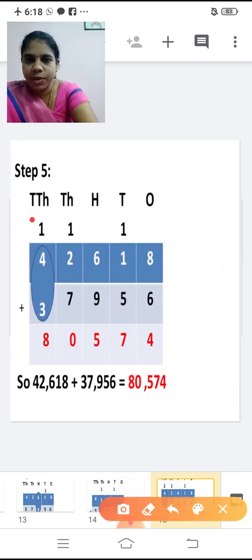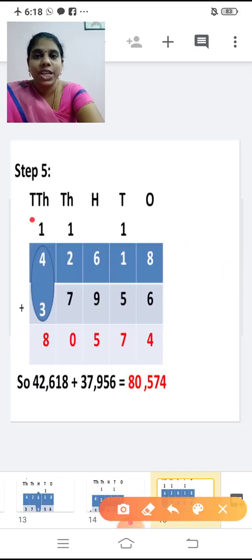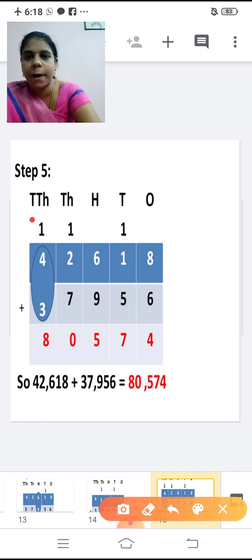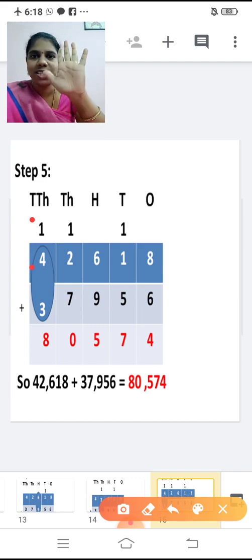See, this one is carried over to the 10,000 place, right? So now we are going to add the 10,000 place. Shall we add the 10,000 place now? Yes. 1 plus 4. Add 1 and 4 and tell me the answer now. Keep 4 in the mind. After 4, we are going to add only one number. 4 plus 1 is 5.